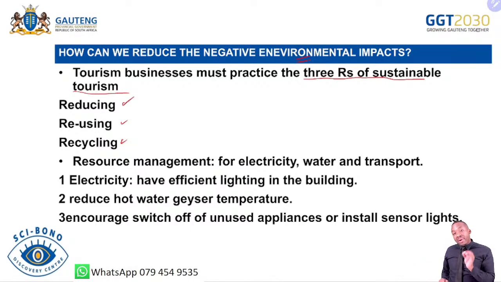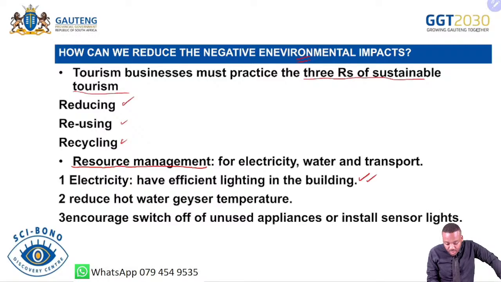We spoke about the management of resources, right? When we're talking about the resources, remember we said we need to preserve the resources so that we can have them in future. The first one is electricity. So what can a tourism business have here? If you're a smart tourism business, you can install what? Energy efficient lighting in your building, right? So when you are doing all that planning, if you want to cut down your electric costs, you need to make sure that you have efficient lighting in the building.